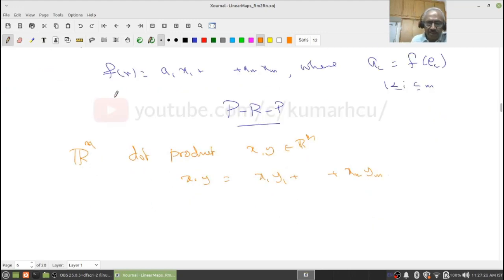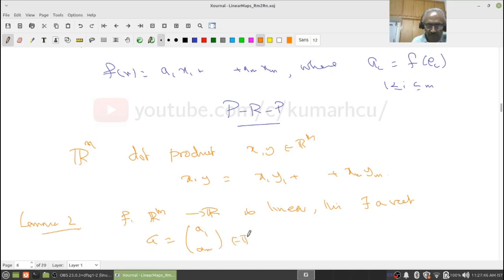Now in view of the dot product, you can see Lemma 2 can be written like the following. If f from Rm to R is linear, then there exists a vector a equal to a1 to am in Rm such that f of x is a dot x, where a is nothing other than f of ei.